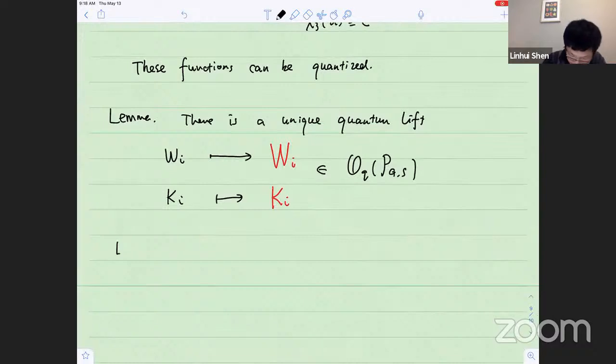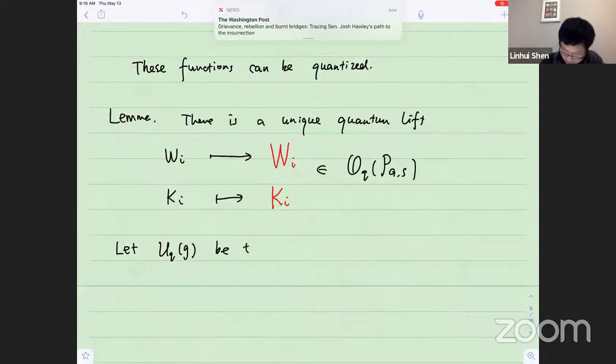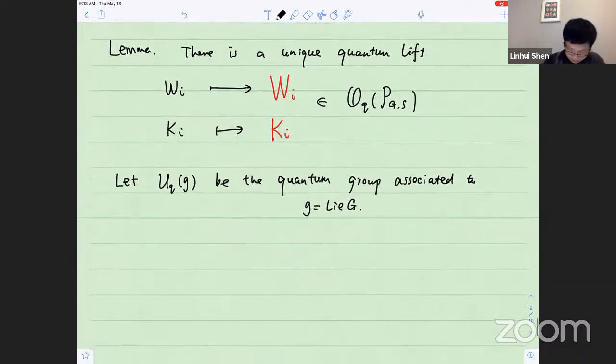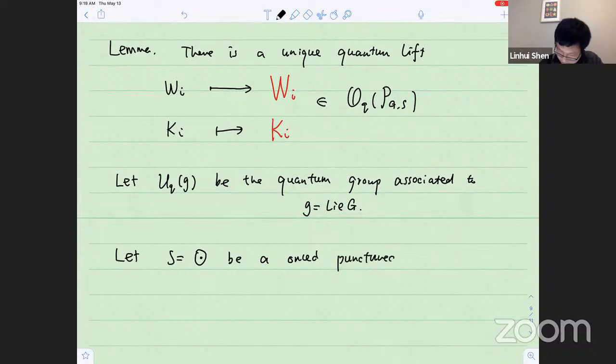Okay, so now we can somehow give a cluster realization of the quantum group. So if we consider UQG, let this be the quantum group associated to the Lie algebra of G. Then I let S, I use this notation, be a once punctured disk with two marked points.